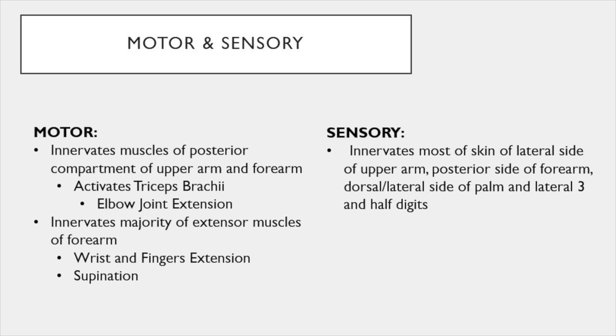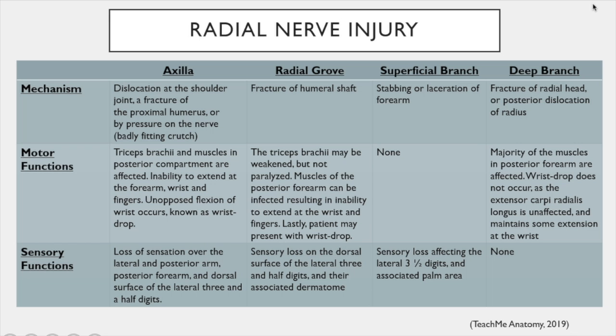The radial nerve also helps us take in sensory information because it innervates most of the skin on the lateral side of the upper arm, posterior side of the forearm, dorsal to lateral side of the palm, and lateral 3.5 digits. This chart provides a breakdown of the mechanisms that can cause injury to the radial nerve, along with a list of motor and sensory functions that could be impaired based on the location and injury of the radial nerve.